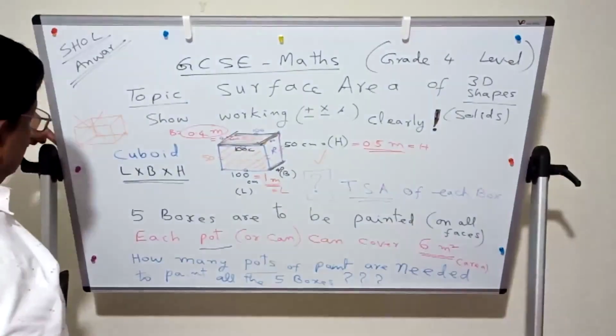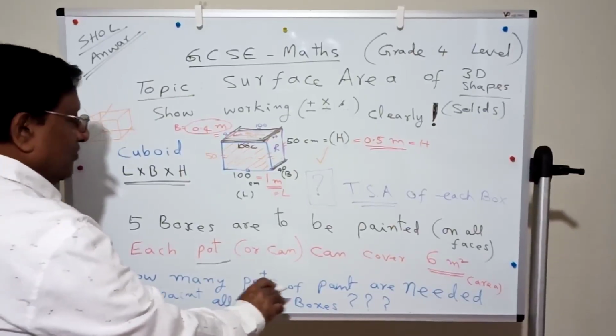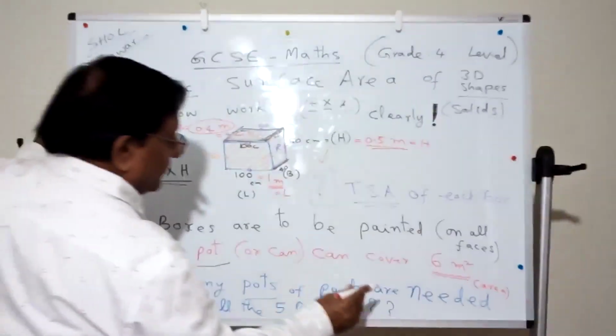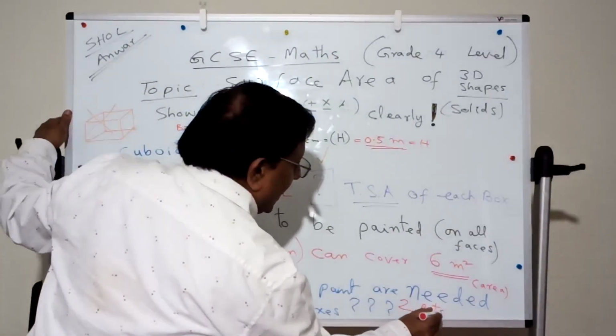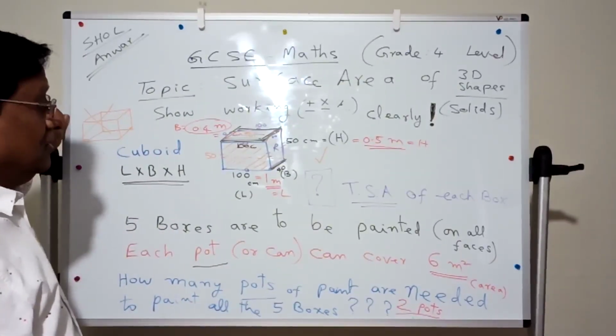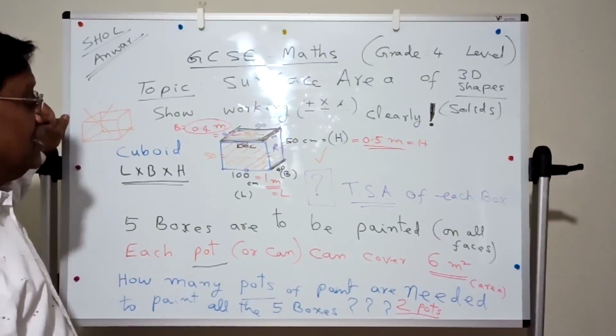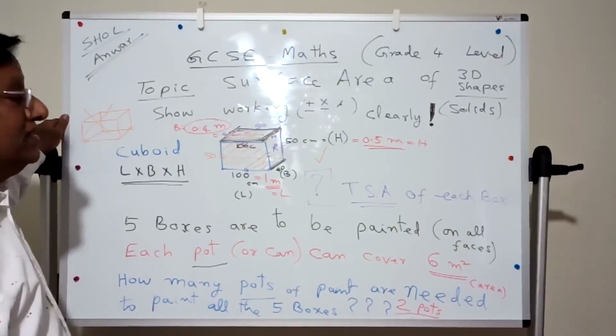So the question, how many parts of paint are needed to paint all the 5 boxes? The answer is 2 parts. Actual answer you get is 1.2, but you should not say 1.2 parts. That's not a practical solution. So the practical solution is 2 parts of paint are needed, or 2 cans of paint.